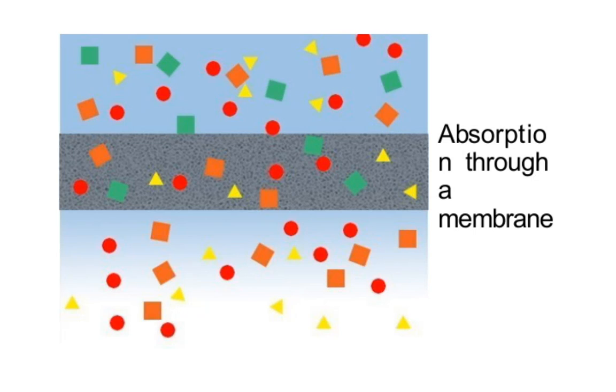Today, I want to talk about absorption through a membrane, which is a fundamental process in many biological systems. Essentially, absorption involves the movement of substances, like nutrients or chemicals, across a membrane. This membrane acts as a selective barrier, meaning it allows certain molecules to pass through while blocking others.